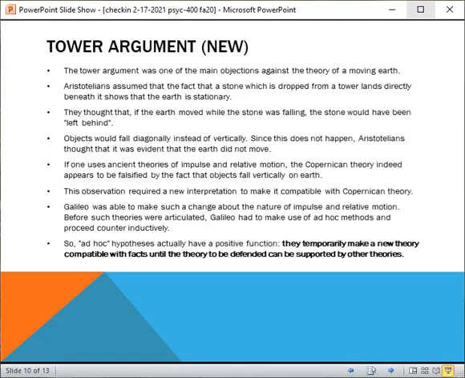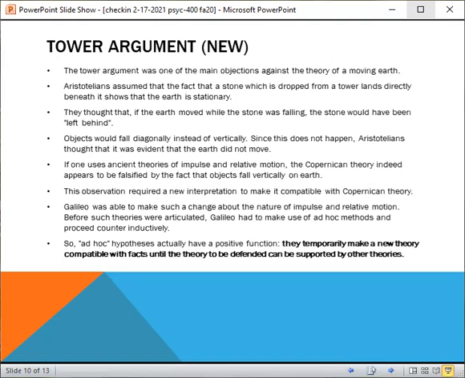Those who were the supporters of Aristotle assumed that the fact that the stone which is dropped from a tower lands directly beneath it shows that the earth is stationary. So basically, let's think about it this way. If you are really, really high up and you drop a stone, if it's moving, you have a certain idea of where it should land.